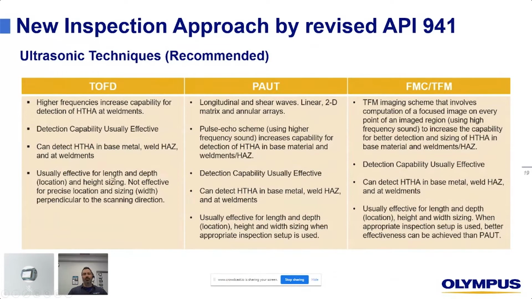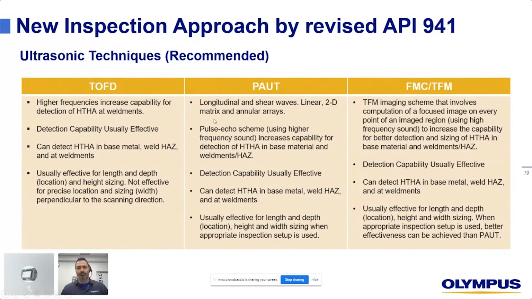Usually effective for length and depth, location, height sizing, but not effective for precise location and sizing width-wise, perpendicular to the direction of scanning. So basically, if your probes are moving in that direction, the position of the HTHA colony is not going to be super precise using TOFD in this direction.